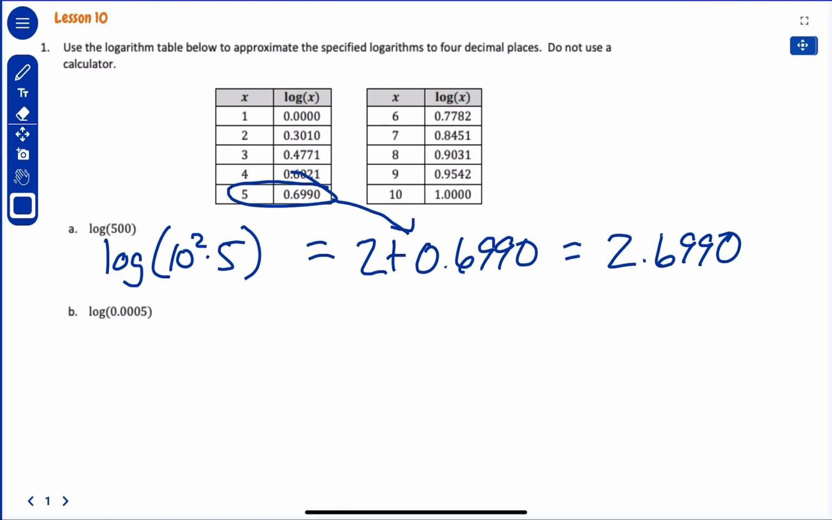Okay. Now, let's do the same thing for log of 5/10,000ths. How are we going to do this? This will be log what? We can break it apart and say log 10 to the what? -4. And then just do times 5 again.